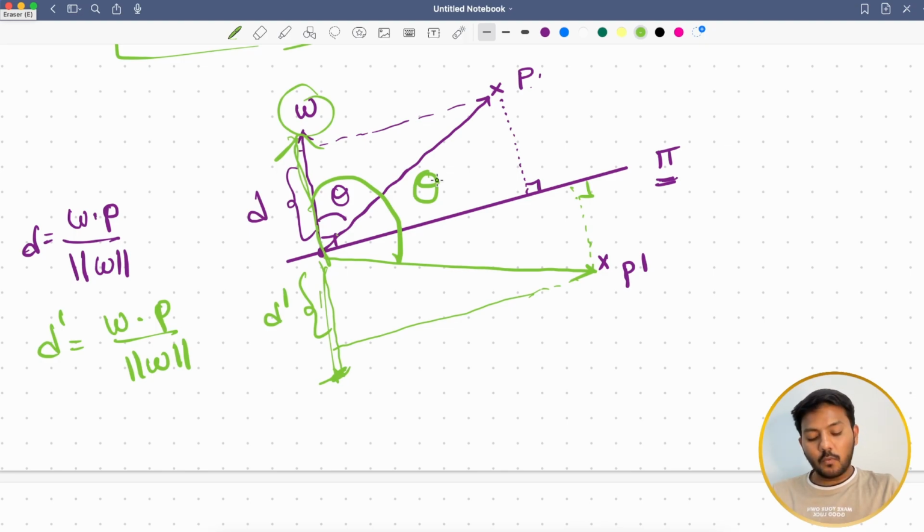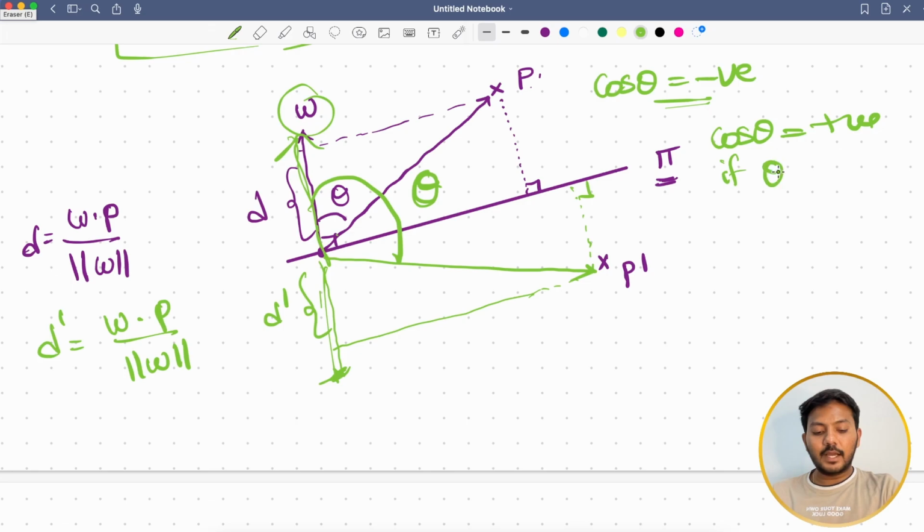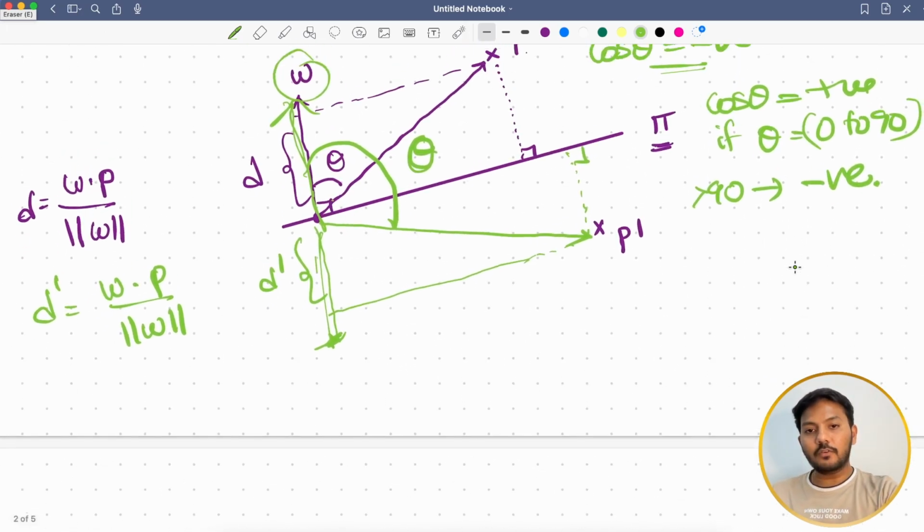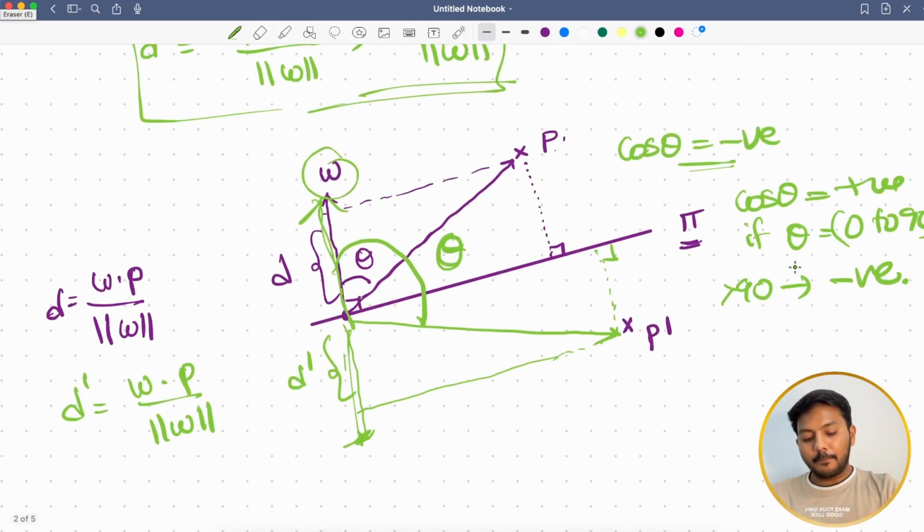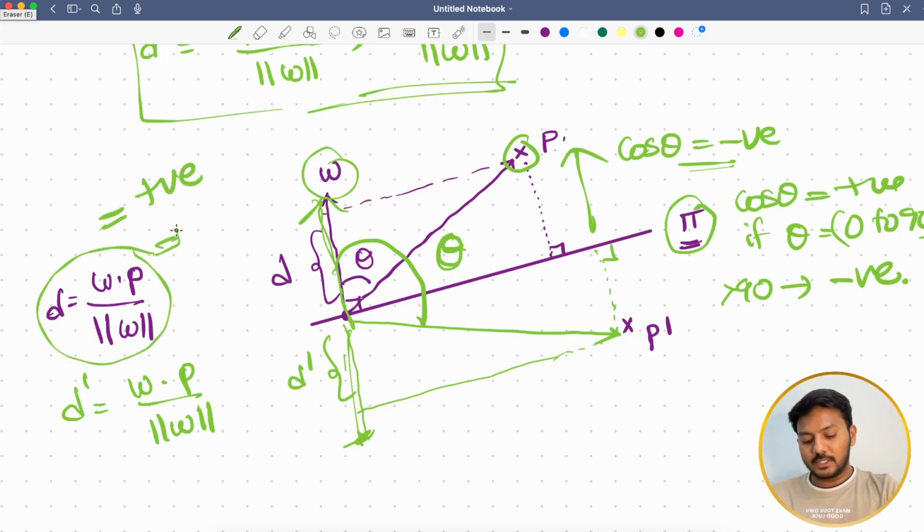Clear? Because it is greater than 90 degrees, cos theta would become negative, because cos theta is positive if theta is from 0 to 90. And if theta crosses 90, cos theta would become a negative value. Clear? So in short, if my point is on this side of my plane P, my distance would be positive, because this is equal to modulus of W times modulus of P cos theta, according to the dot product.